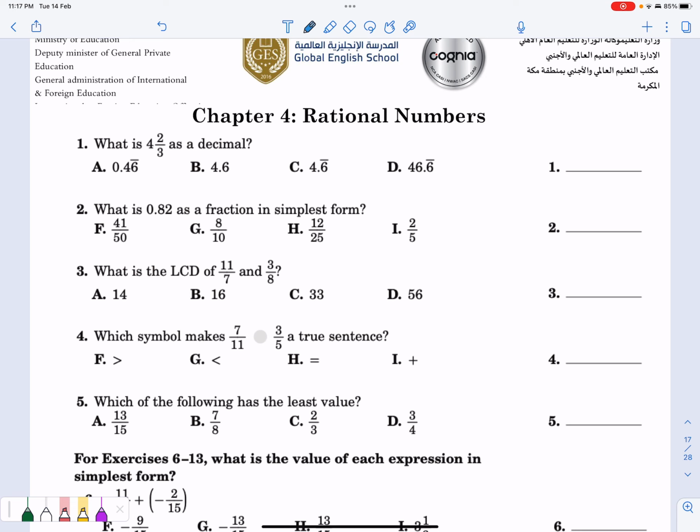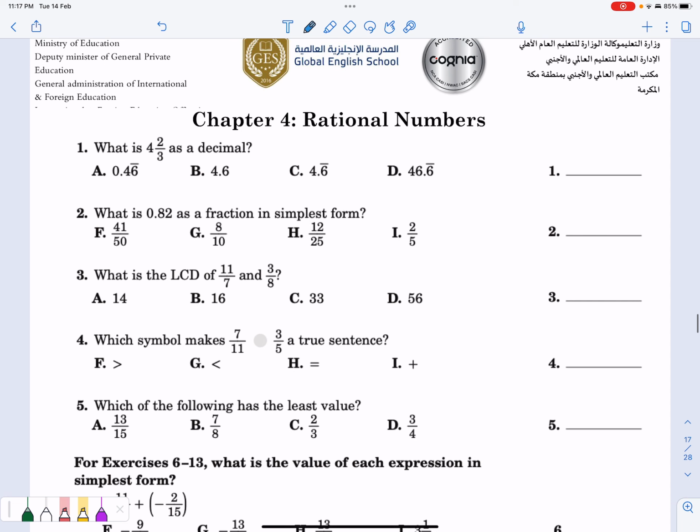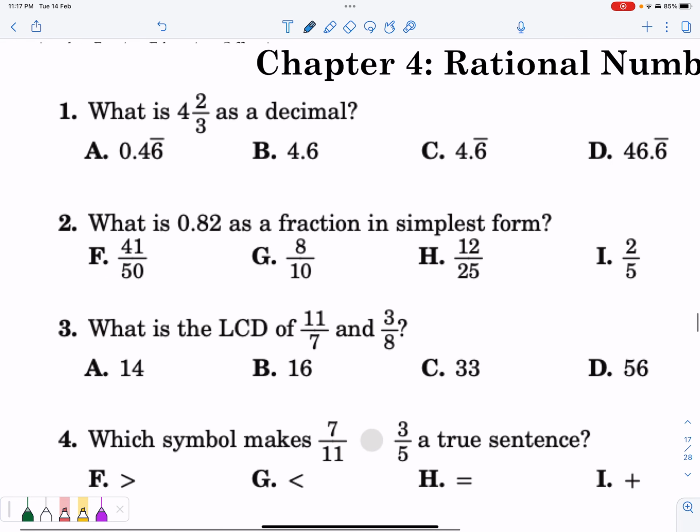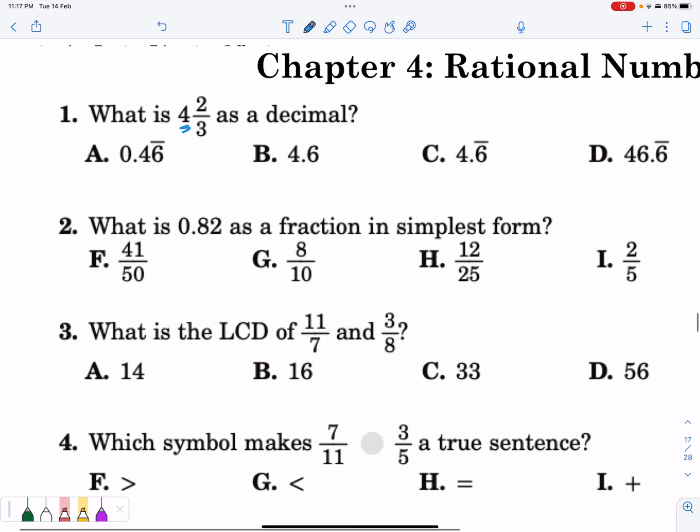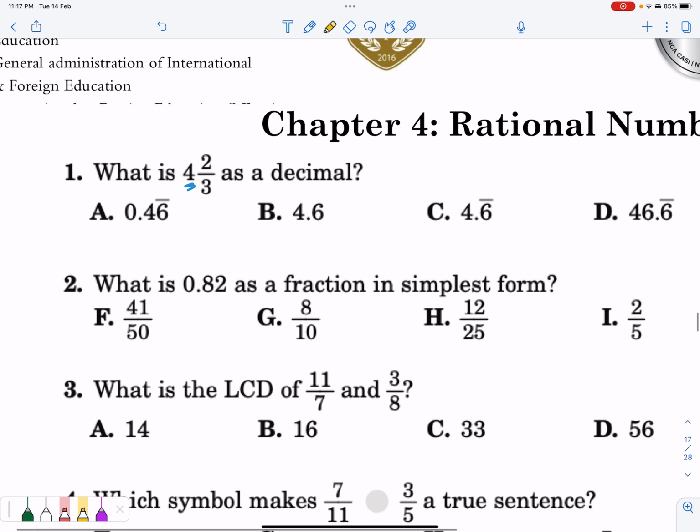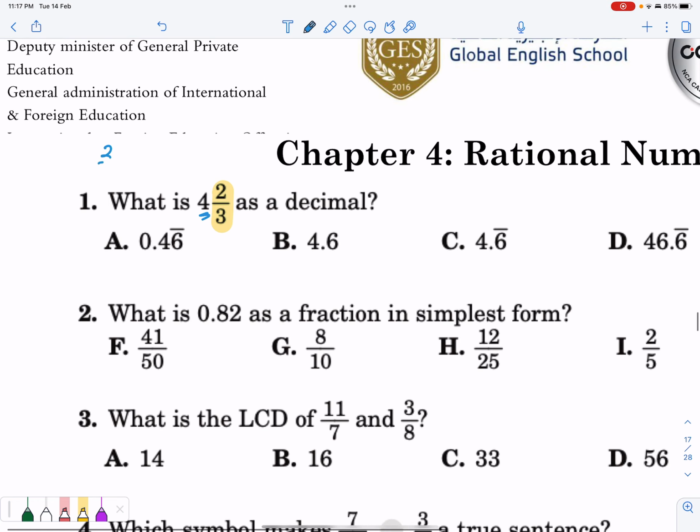So what is 4 and 2/3 as a decimal? This is a mixed number. We have a whole number, which is 4, and a fraction which is 2/3. You know that this fraction, the 2/3, is one of the famous fractions, right? We know that 2/3 is equal to 0.66666, a lot of sixes, so that is equal to 0.6 with a bar up here.